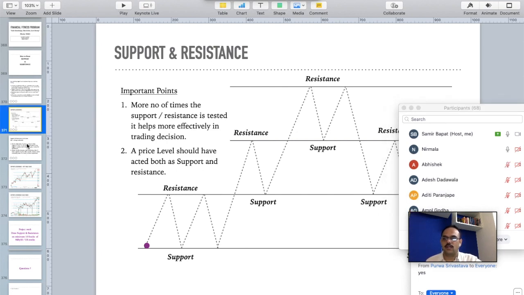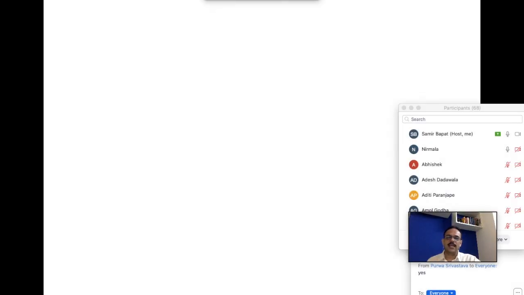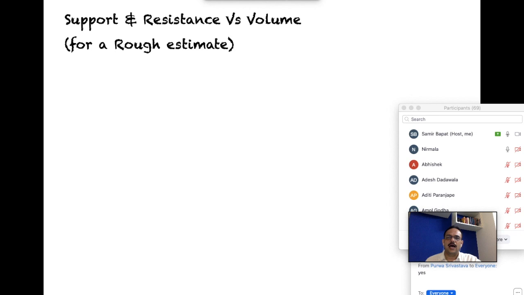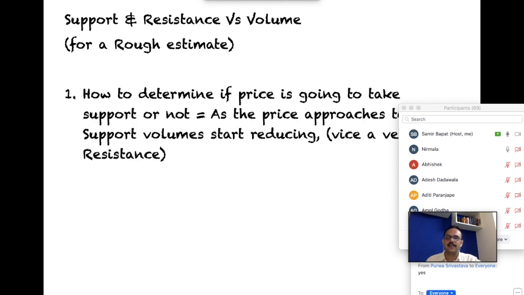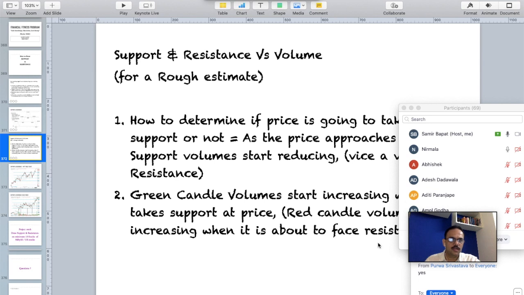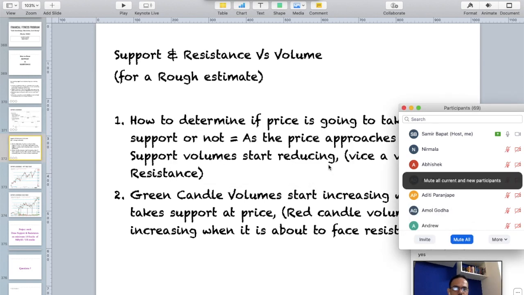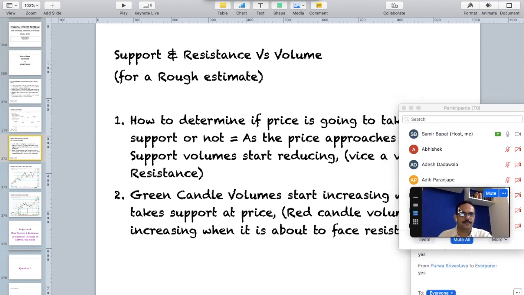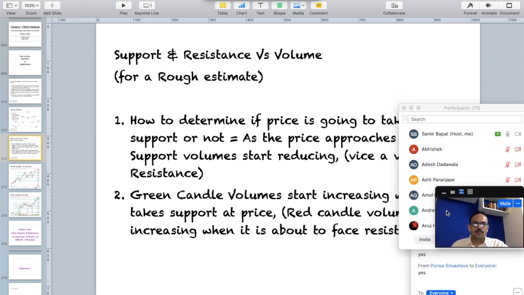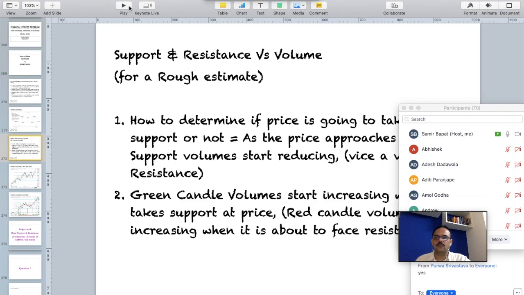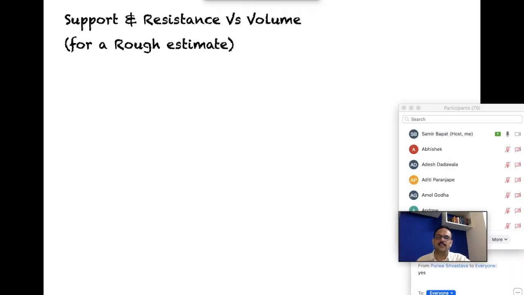Okay. So again, support and resistance versus volume. This is only for guidance. This is not a rule or something like that. How to determine if the price is going to take support or not? Just a minute. I'll mute all, as some disturbance is coming. Okay. So this is just a guidance.